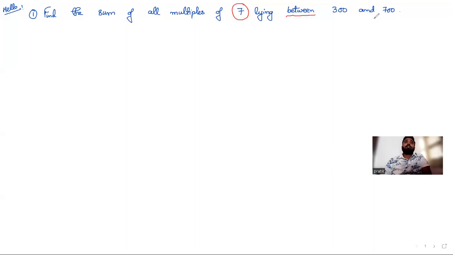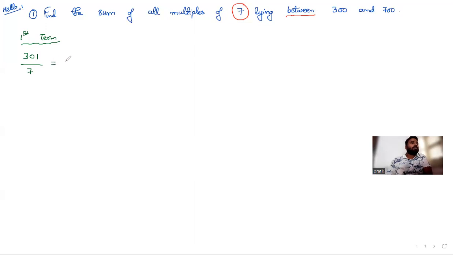So 300 and 700 you will not take into consideration, and we always take integers into account, because it should be a multiple of 7 rather, and the common difference is 7. So to get the first term, what we need to do is consider the term 301. I can't consider 300, so I'll take the next integer, 301, and divide by 7. Why 7? Because it needs to be a multiple of 7, basically a factor of 7.